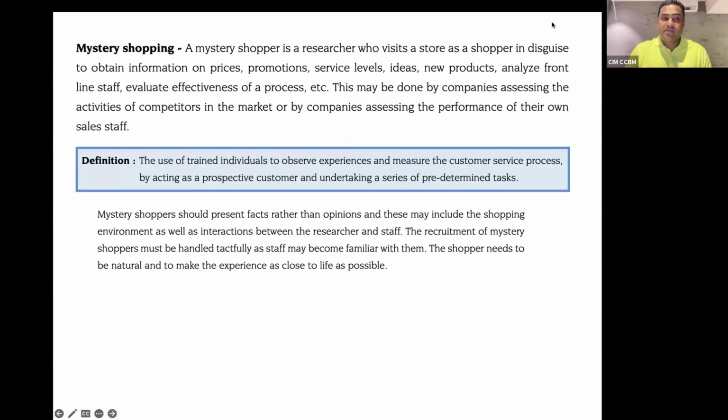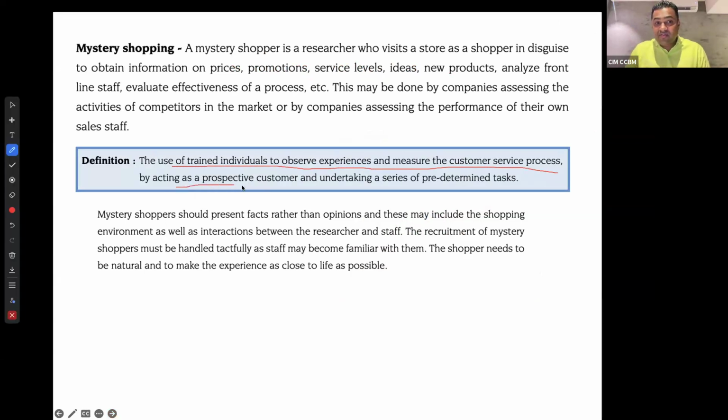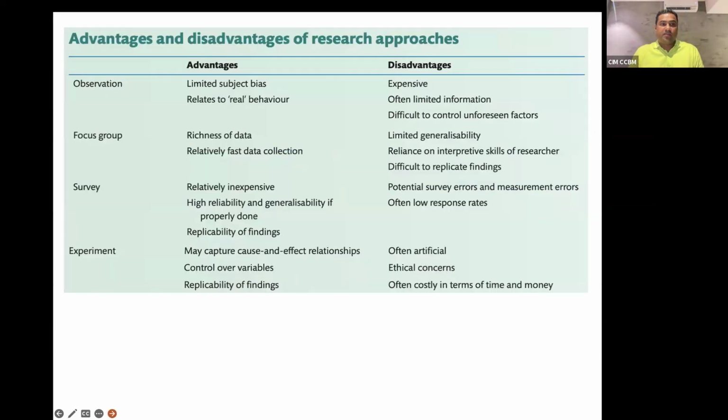So when you talk about mystery shopping, it is to use trained individuals to observe experiences and measure customer service responses, right? By being a mystery, like a prospective customer, acting, and undertaking some predetermined questions and tasks. That is a mystery shopper. I hope it's clear. Mystery shopping, right?